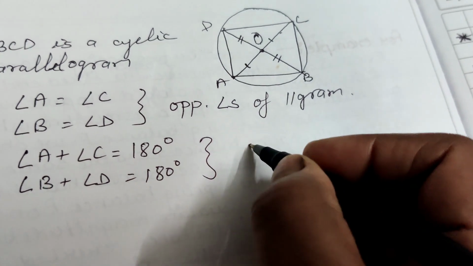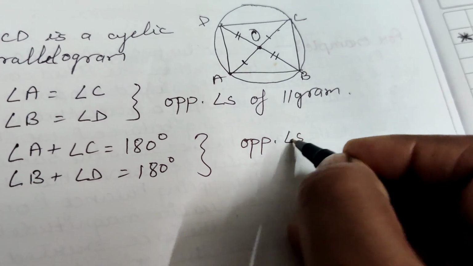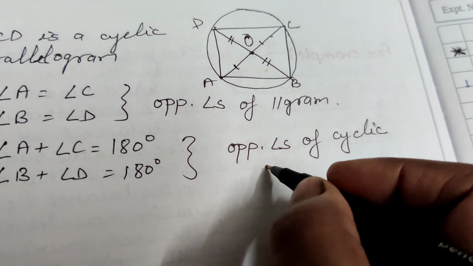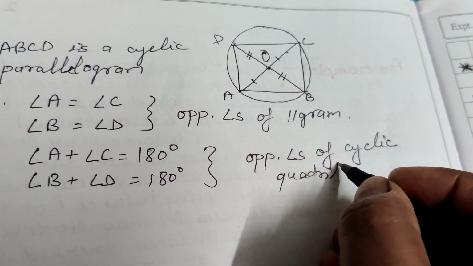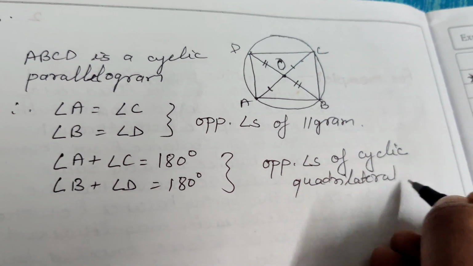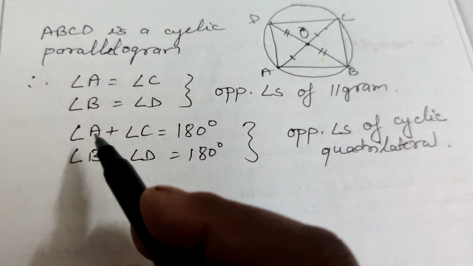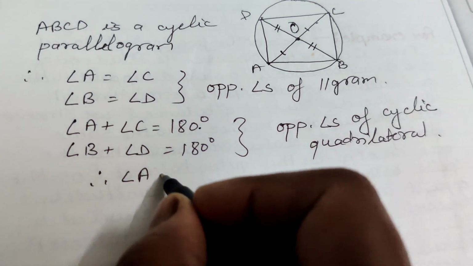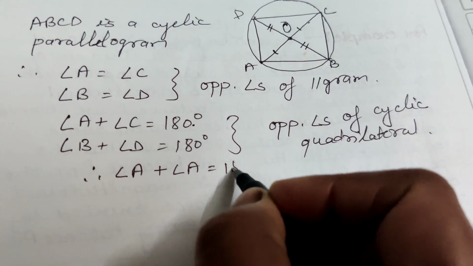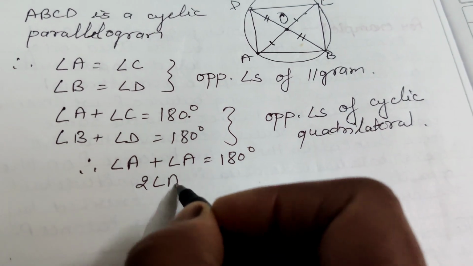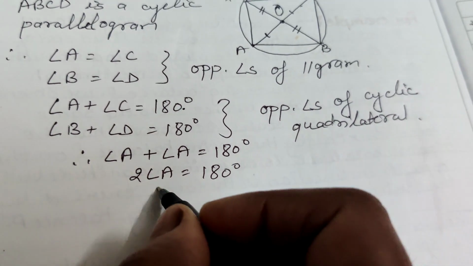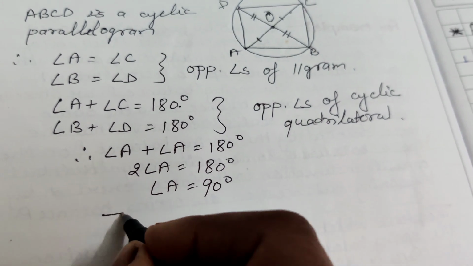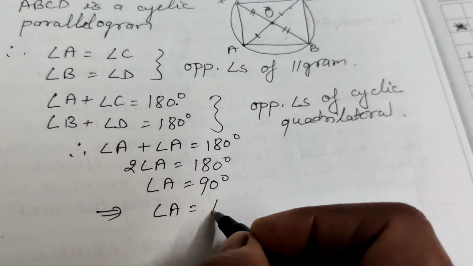These are the reason: opposite angles of a cyclic parallelogram or the cyclic quadrilateral. If A equals C and A plus C equals 180 degrees, therefore angle A plus angle A equals 180 degrees. Angle A equals 90 degrees. Angle A equals angle C equals 90 degrees.